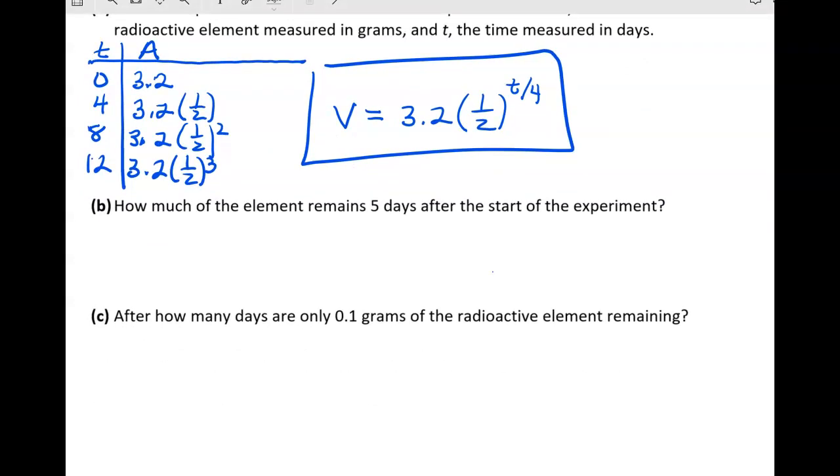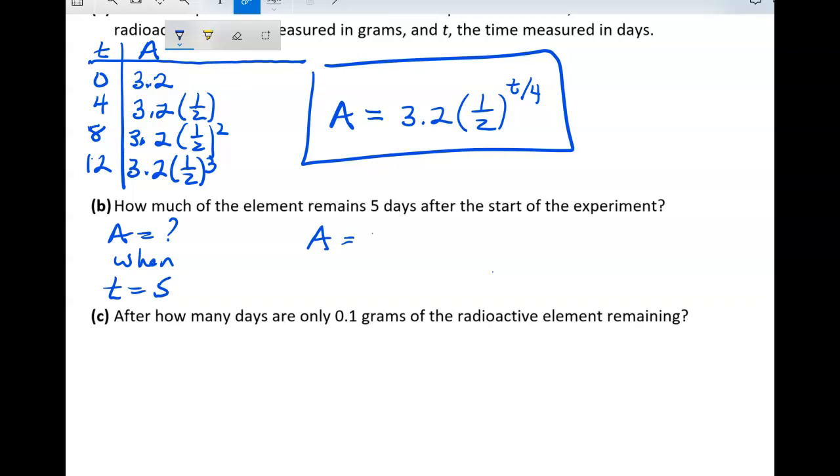Okay, in part B, we are asked how much of the element remains 5 days after the start of the experiment. So when they ask how much of the element, that's actually, I wrote that variable wrong. Let me go back to part A. That should have been A equals 3.2 times 1/2 to the t over 4. And so when they say how much of the element is left, they're asking for the value of A. And they tell us that t is equal to 5 days. So we are just going to replace t with the number 5 in that model.